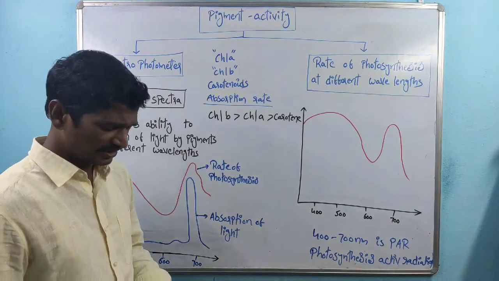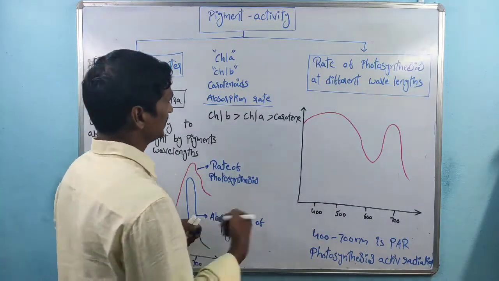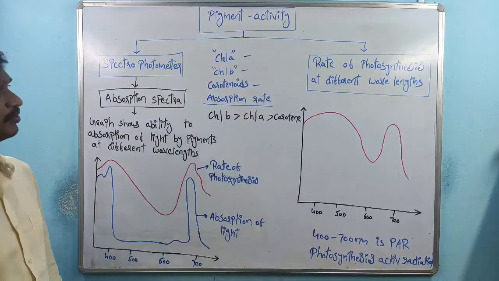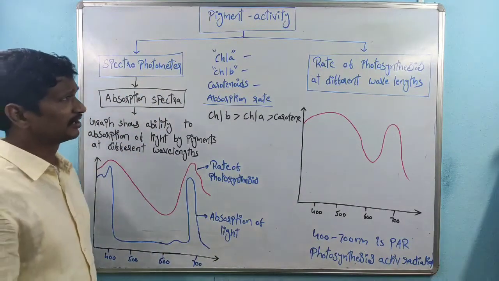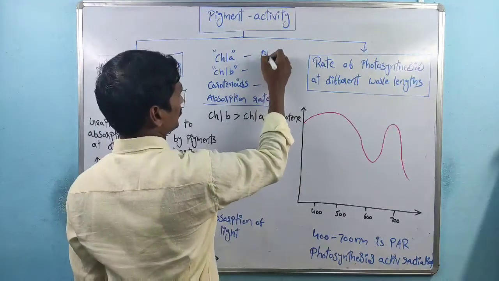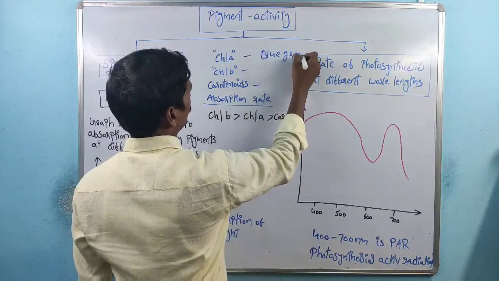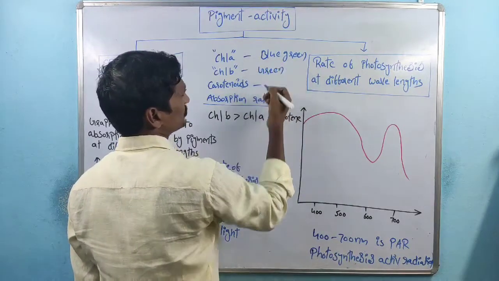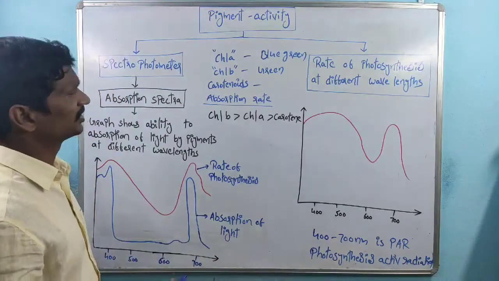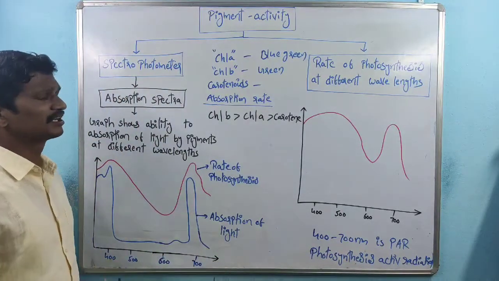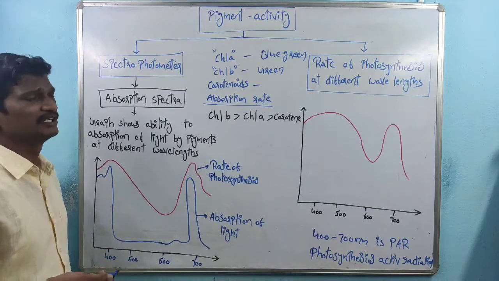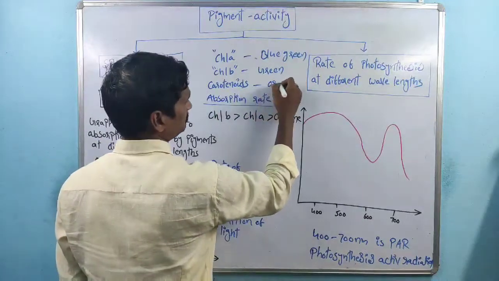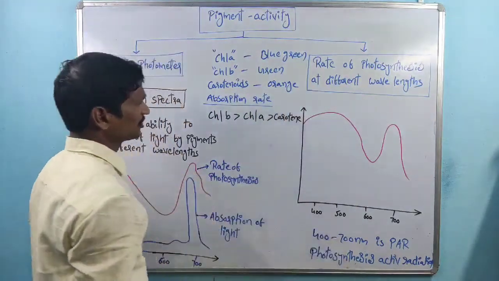And if we observe the three types of pigments, chlorophyll A, chlorophyll B and carotenoids are there. We know chlorophyll A is a blue-green color complex, and another one is a green color complex. Chlorophyll B is also called yellow-green. We know about the carotenoids: the carotenoid color is orange, right?